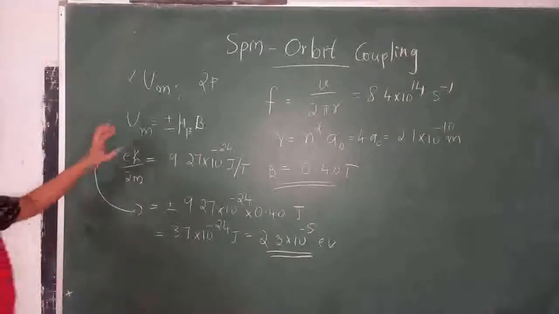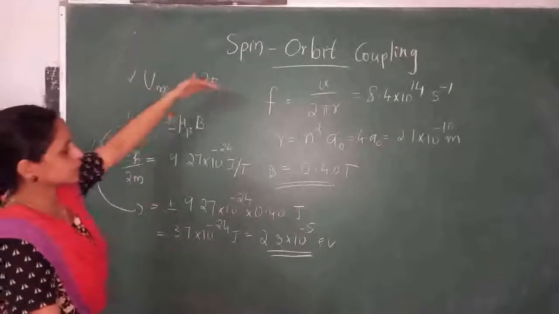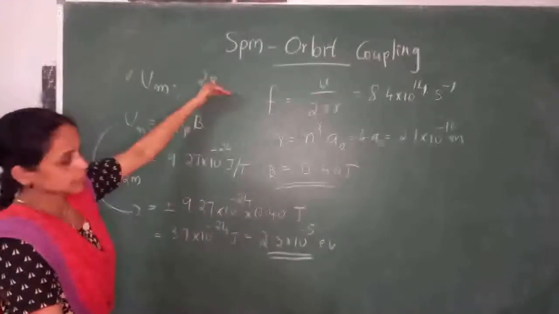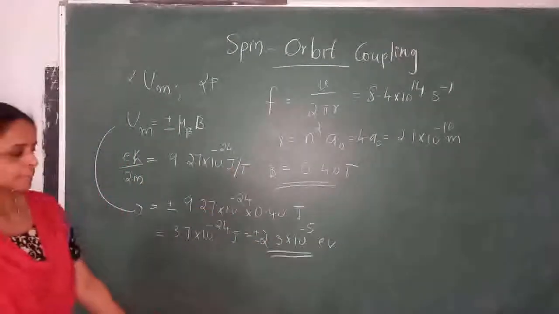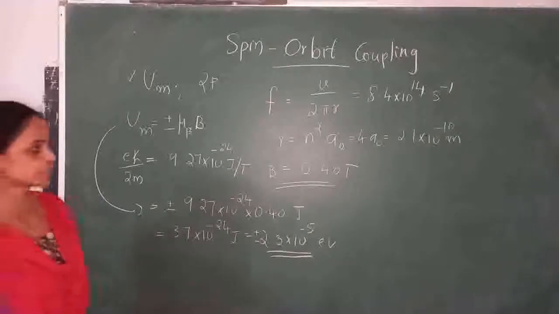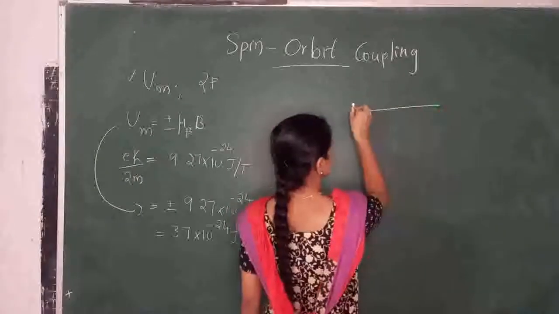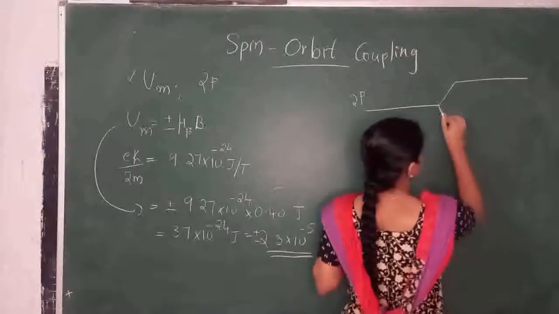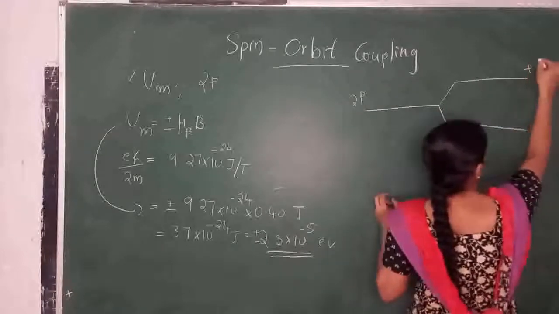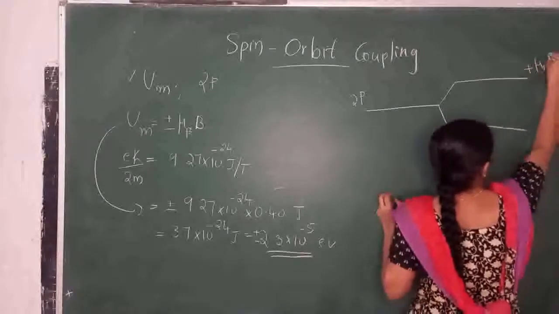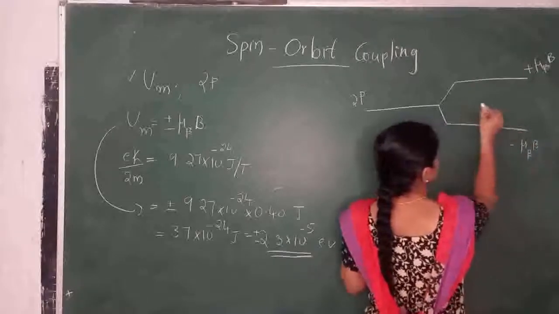So you can see that there are two values for this magnetic energy. One is 2.3 into 10 raised to minus 5, this is actually plus or minus, so the other one is minus 2.3 into 10 raised to minus 5. We can draw the figure here. This is actually the 2p state. It is split into two components. This is plus mu_B B and this is minus mu_B B, and this is without the structure.